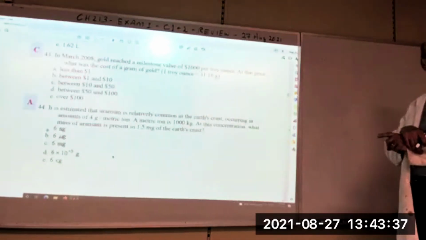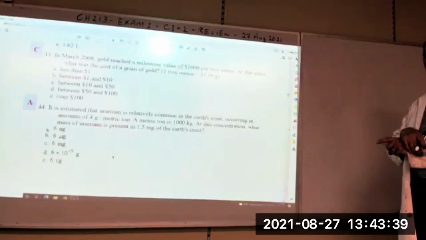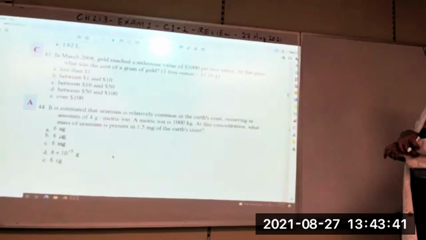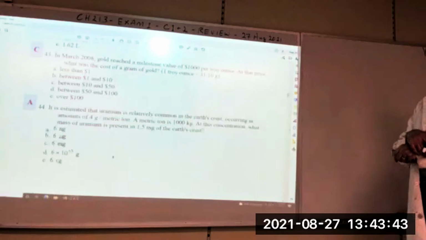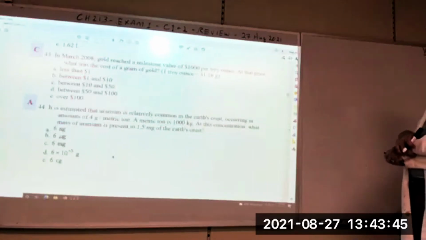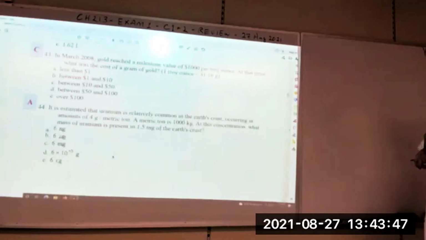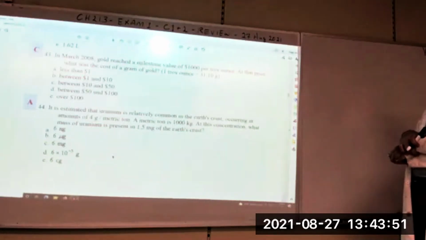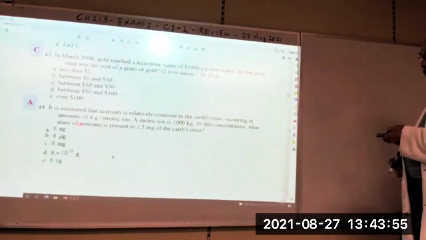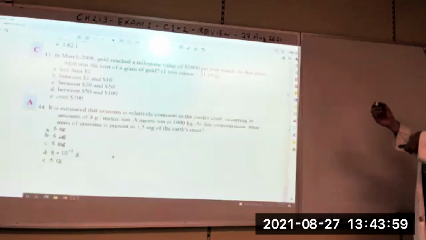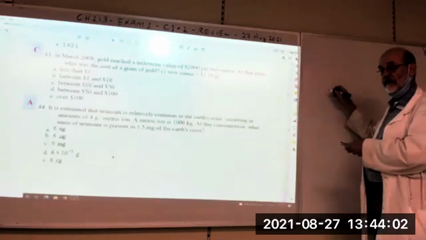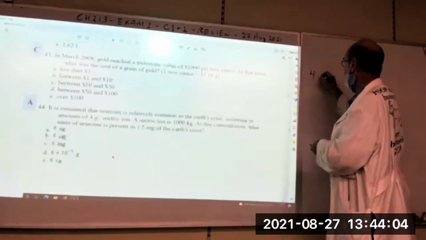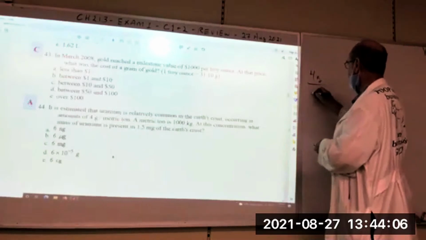And what type of problem is this? Is this a unit conversion? Probably, yeah. There are a whole host of problems in chemistry that can be solved simply by unit conversion. Dimensional analysis. So I would start with 4 grams per metric ton and convert the units.